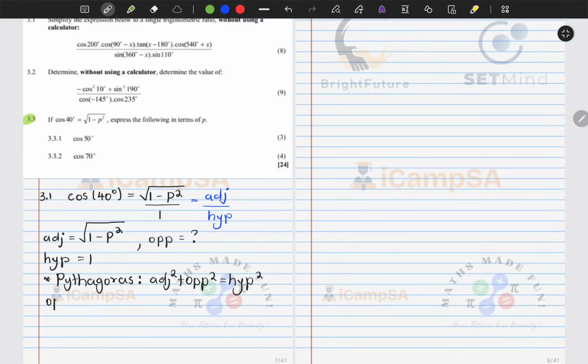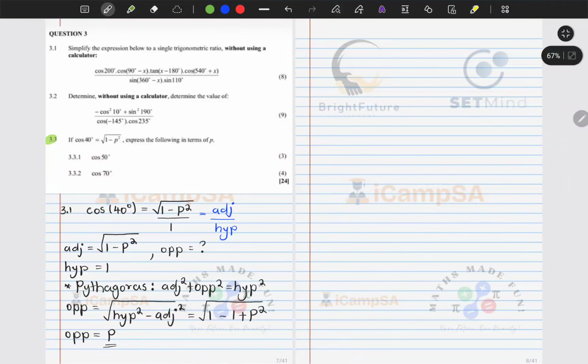So it means that our opposite will just be the square root of our hypotenuse squared minus our adjacent side squared, of which, if you observe carefully, if you square the hypotenuse, it would be 1. Okay, our hypotenuse squared is 1, so that means we have 1 minus. When you square the adjacent, you just remove the square root, so it would be minus 1 plus p squared. And if you look carefully, your opposite will end up being p.